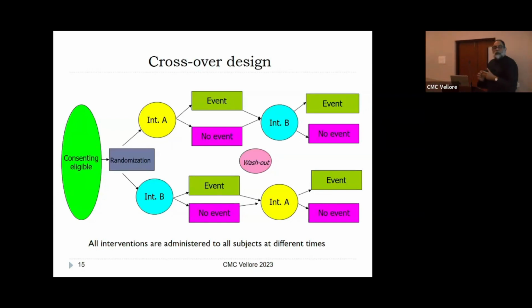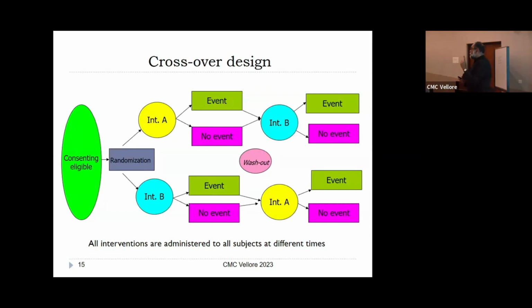Second attraction is, suppose I randomize 1,000 people. So I have 500 go to A, 500 go to B, and then these 500 go to B, and these 500 go to A. So now at the end of the study, I have 1,000 people who got A and 1,000 people who got B. So therefore, I've doubled my sample size. Wow, this is fantastic. Let's do this all the time.